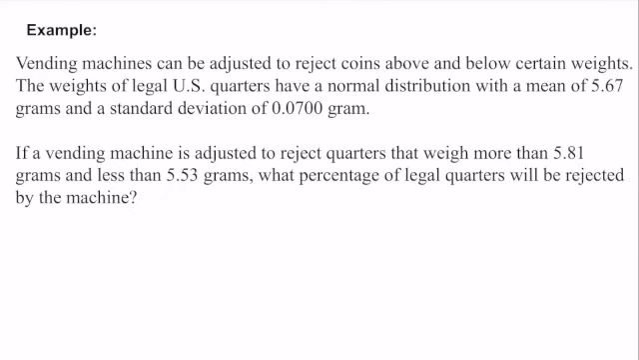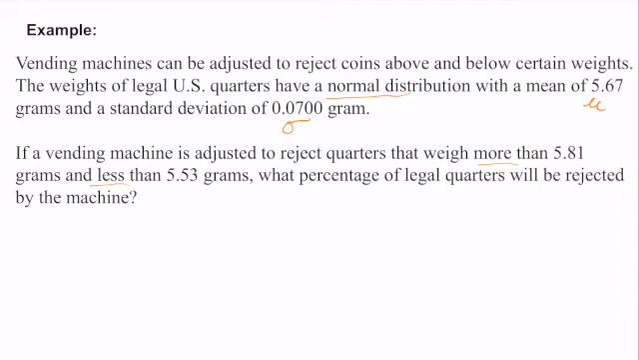Now, vending machines can be adjusted to reject coins above and below certain weights. The weights of legal U.S. quarters have a normal distribution with a mean of 5.67 grams and a standard deviation of 0.07 grams. If a vending machine is adjusted to reject quarters that weigh more than 5.8 or less than 5.53 grams, what percentage of legal quarters will be rejected by the machine?